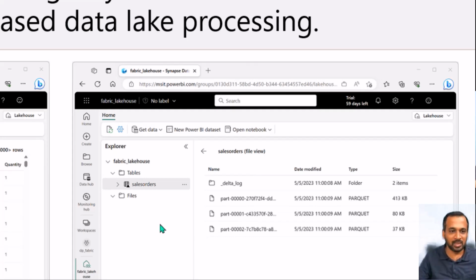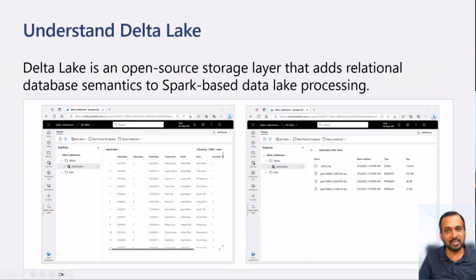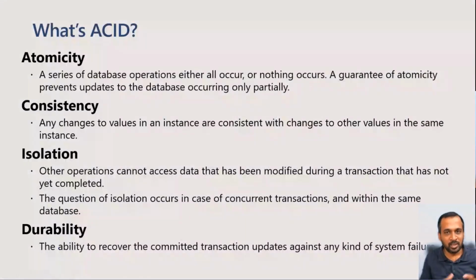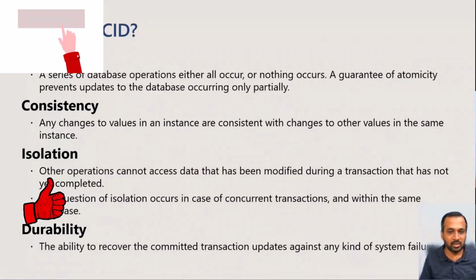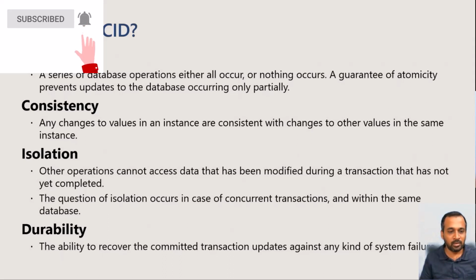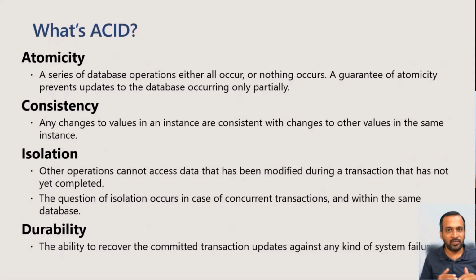So what is ACID actually? It stands for atomicity, consistency, isolation, and durability. By definition, a series of database operations either all occur or nothing occurs. A guarantee of atomicity prevents updates to the database occurring only partially. So if it has to happen, it happens completely, or if it does not happen, that's it. That's atomicity. When it comes to consistency, any changes to a value in an instance are consistent with the changes to other values in the same instance.